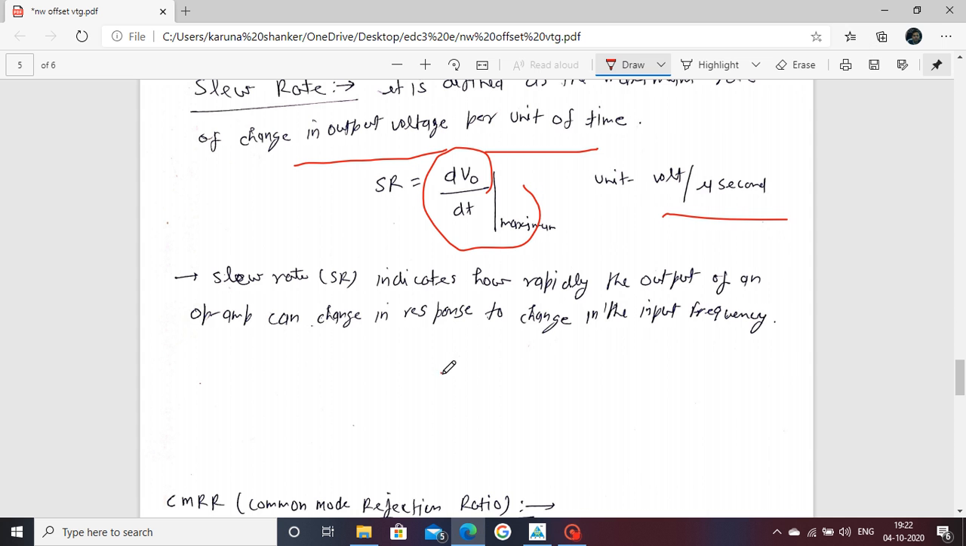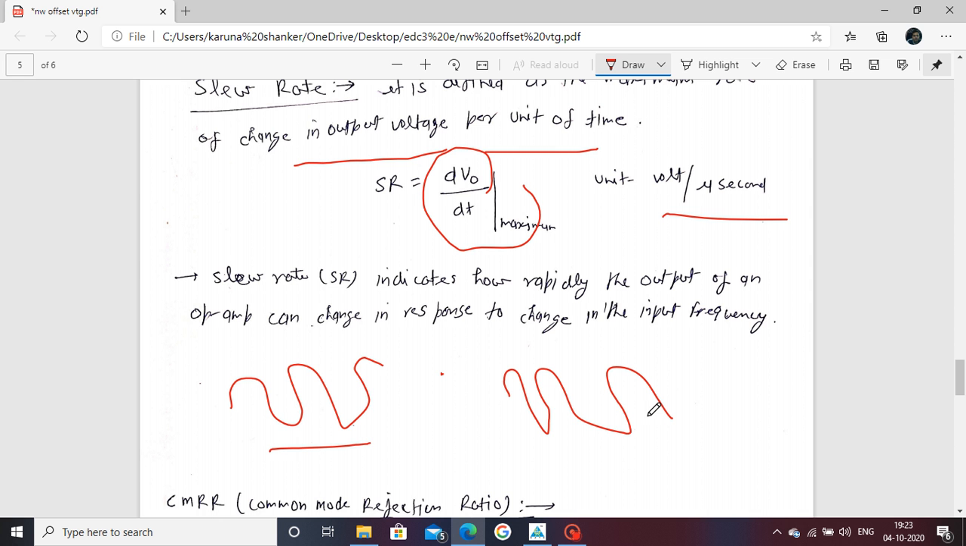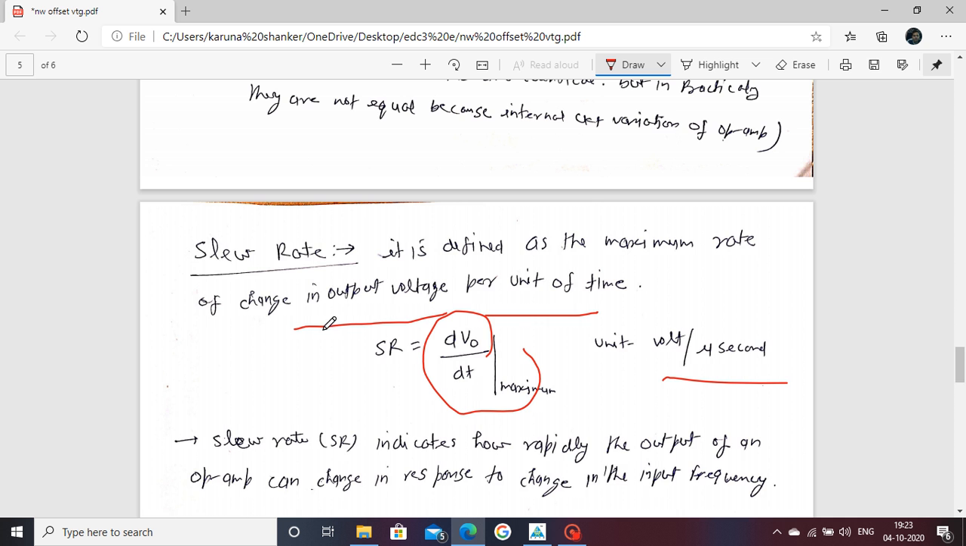This means how rapidly your input changes. Suppose the input changes rapidly; in a similar way the output also changes. This is indicated by the slew rate. If the output cannot change by this amount, there is distortion in the output. That's why it is how rapidly the output of the op-amp can change in response to a change in input frequency. This is your slew rate.